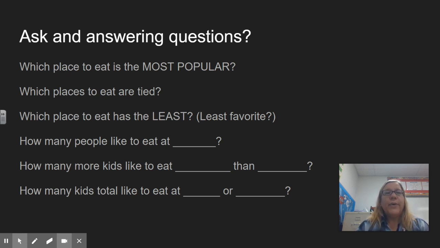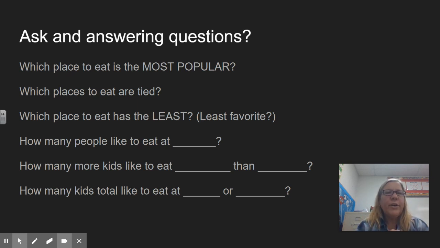You could also ask questions where we're comparing two possibles. So I could ask a question like, how many more kids like to eat at McDonald's than Olive Garden? Well, if 5 people like to eat at McDonald's and only 2 people like to eat at Olive Garden, 5 - 2 would be 3. So that means I have 3 more kids that like to eat at McDonald's than I do at Olive Garden.